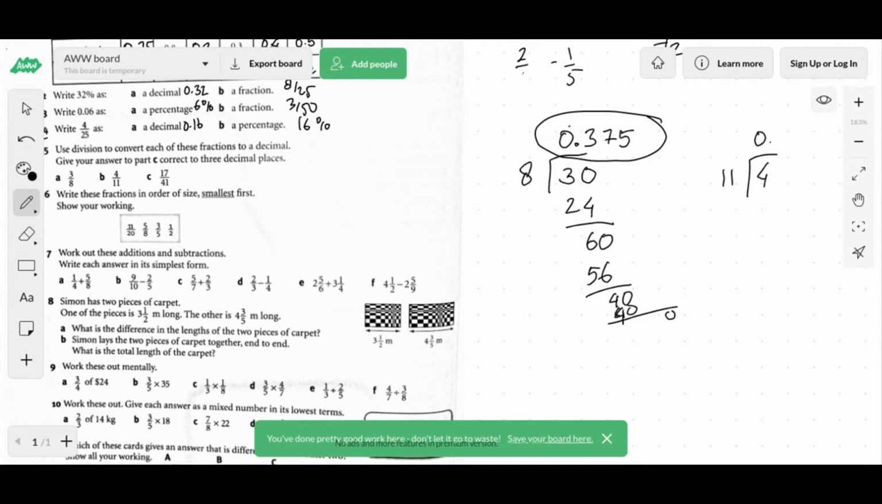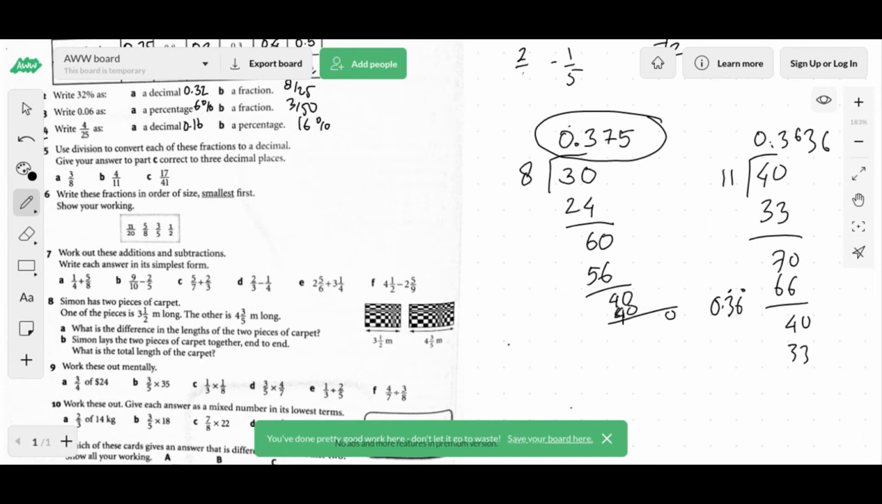So again, 0 point becoming 40. What will be the nearest multiple of 11? It's 3, right? It's 33. And you got 70. 6 times 11 is 66. And then 40, we got 4. And then 3, continue on with 3. So it's 0.36 and so on. So 0.363, and it will be 0.3636, right? Then just put 2 dots on.